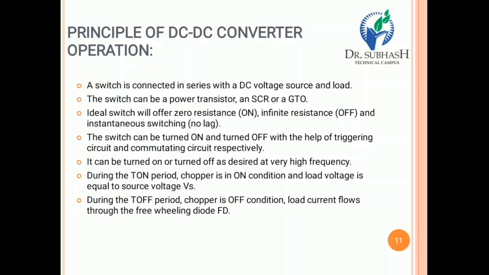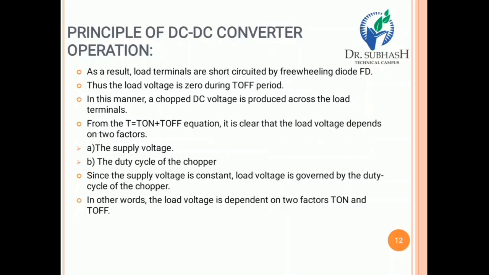During the T off period, the chopper is in off condition, dear students, so the load current flows through the freewheeling diode FD. As a result, the load terminals are short circuited by the freewheeling diode, thus the load voltage is 0 during the T off period. In this manner, a chopped DC voltage is produced across the load terminals, where T equals T on plus T off. That is the equation. Total time we will consider as T on plus T off.